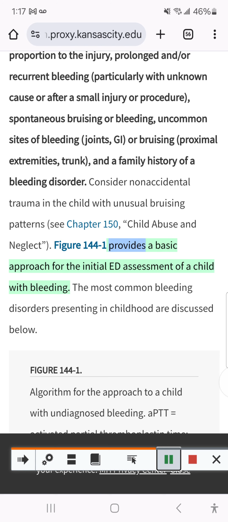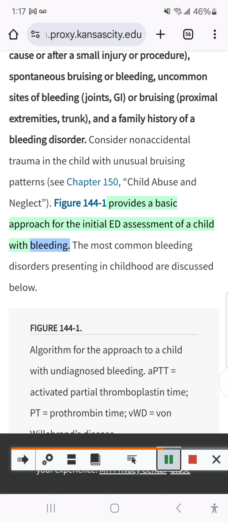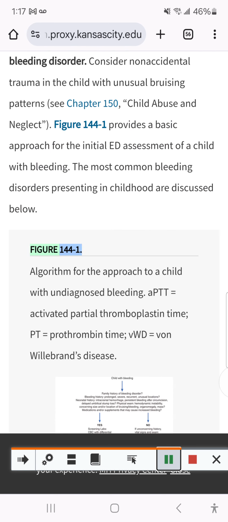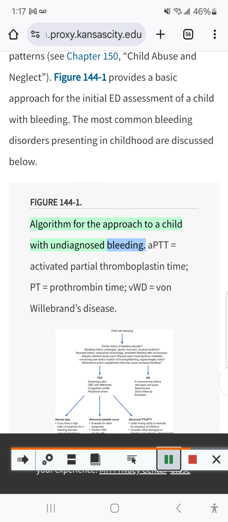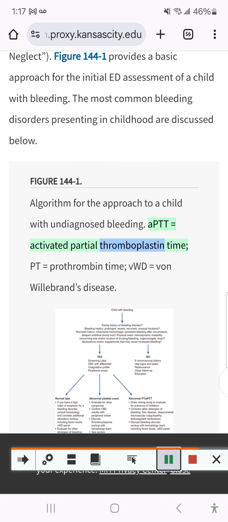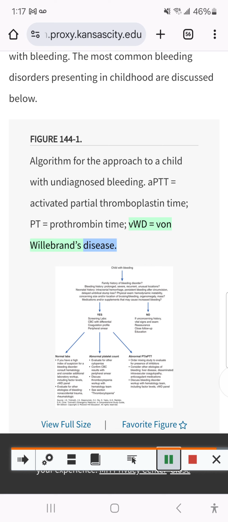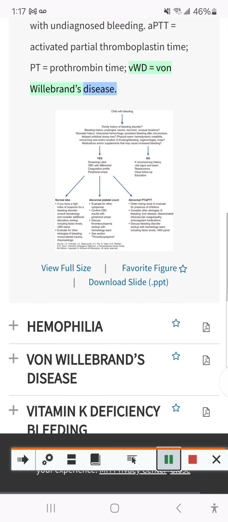Figure 144-1 provides a basic approach for the initial ED assessment of a child with bleeding. The most common bleeding disorders presenting in childhood are discussed below. Figure 144-1. Algorithm for the approach to a child with undiagnosed bleeding. APTT equals activated partial thromboplastin time. PT equals prothrombin time. VWD equals von Willebrand's disease. A flowchart outlines an algorithm for approach to a child with undiagnosed bleeding.